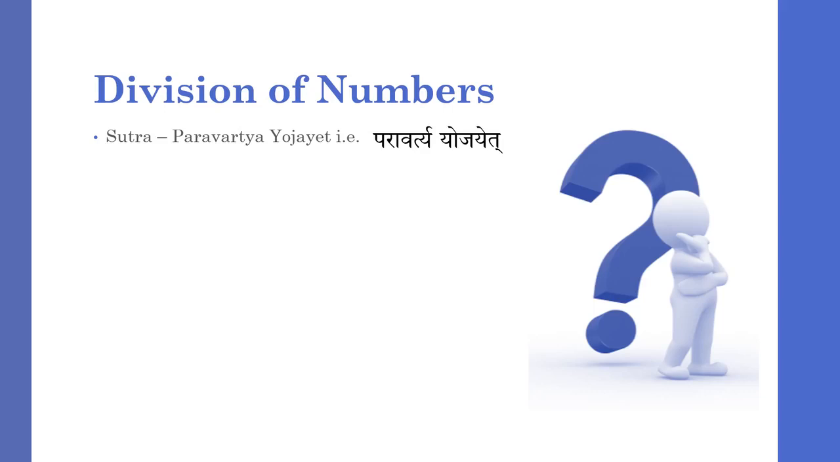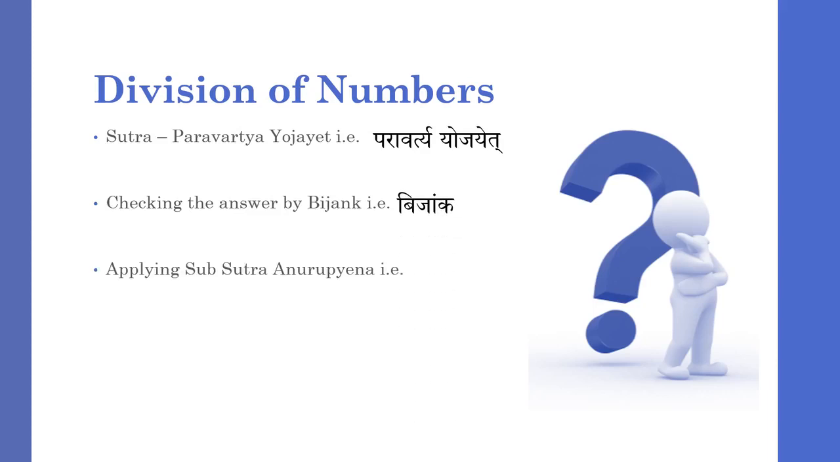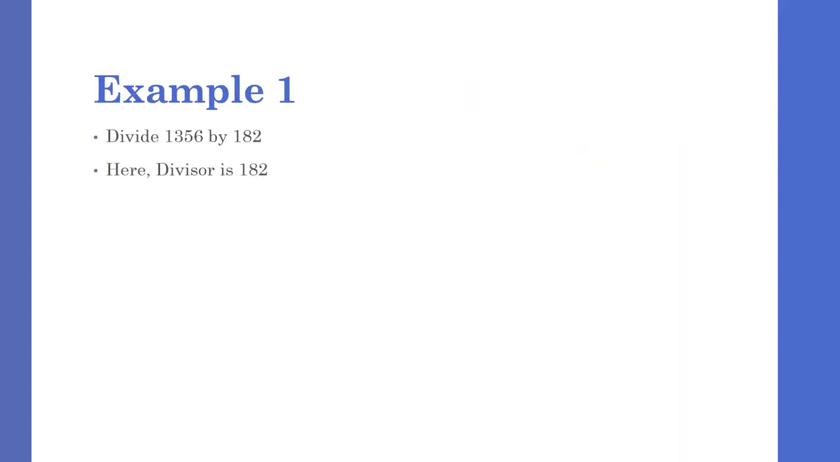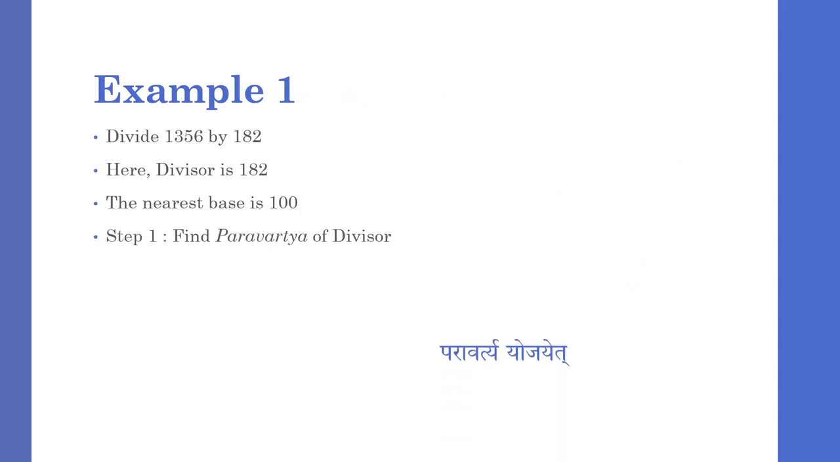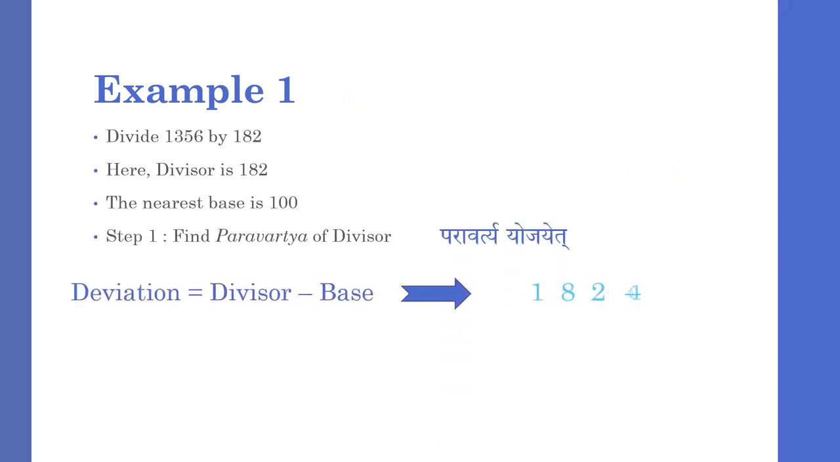What if the divisor is not near the base? We use the additional subsutra Anurupyena, meaning proportionately, and apply Paravartya to divide. Let us see how. Consider this example. The divisor is not so near the base.